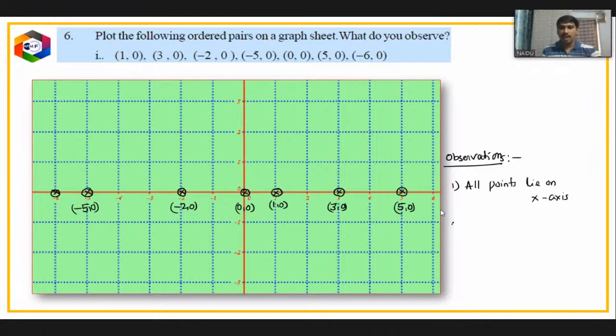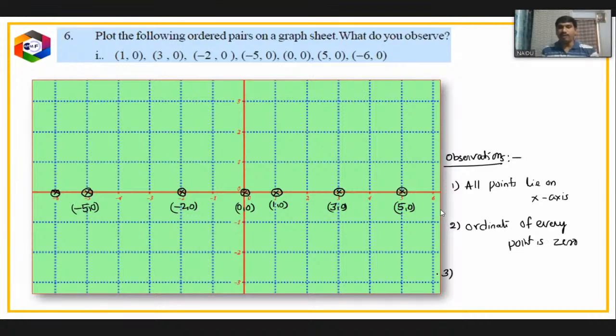And second point is, if you can observe the other one, the y coordinate or the y value for each and every point is 0, or what we can write, ordinate of every point is 0. Ordinate of every point is 0.